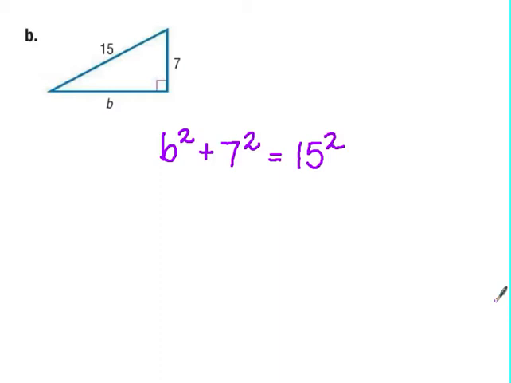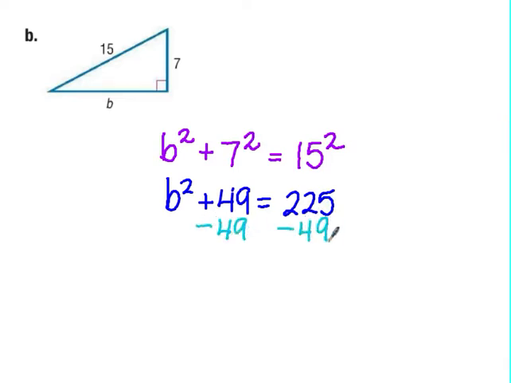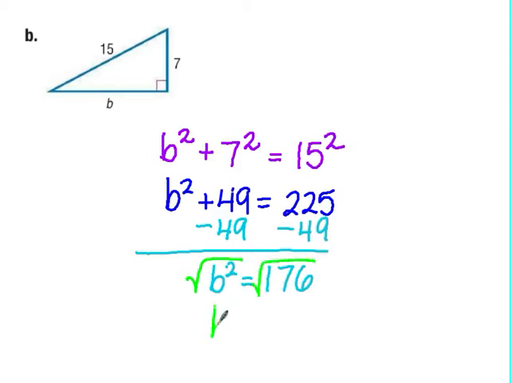So in this case, I've got b squared plus 7 squared equals 15 squared. What do I know 7 squared is? 49. What do I know 15 squared is? 225. So now in order to solve this, what am I going to need to do? Subtract 49 from both sides. So if I subtract 49 from there, I get b squared to equal what? 176. So now I need to take the square root of both sides. What is the square root of 176? 13.27.